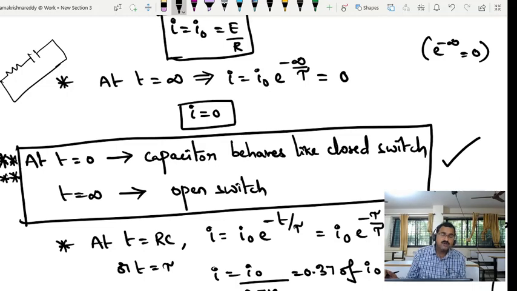So what will they give you? Steady state, when the current is reaching the steady state. Steady state means t is equal to infinity. If the capacitor is there at t equal to infinity, or the current is reaching the steady state, we can directly draw it like this: an open switch only. Like that we have to take it in the problems, whatever is required; that time you have to use this logic only.